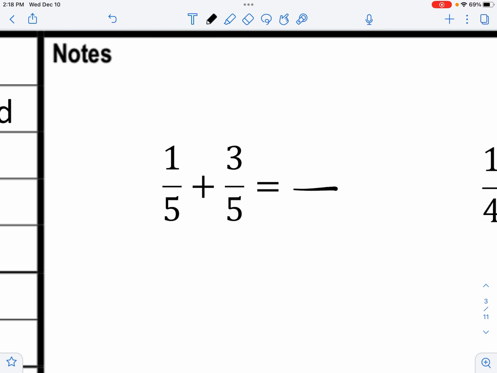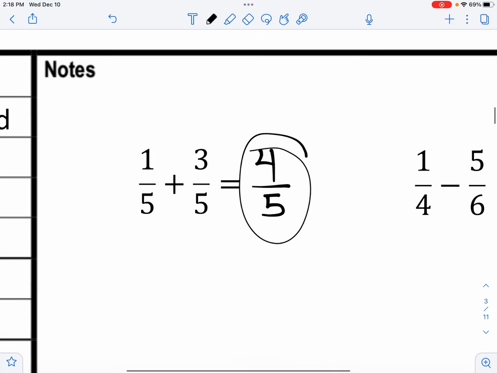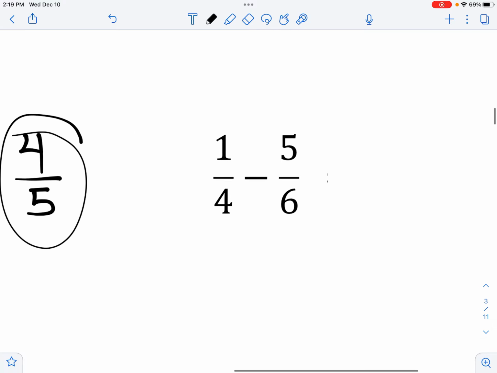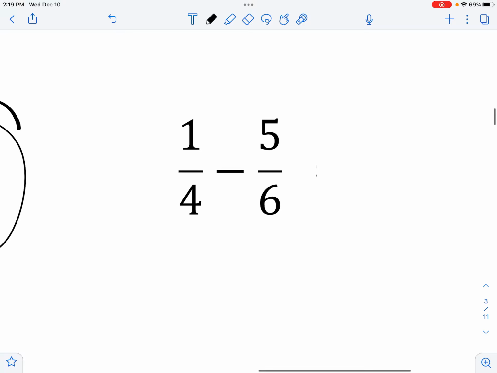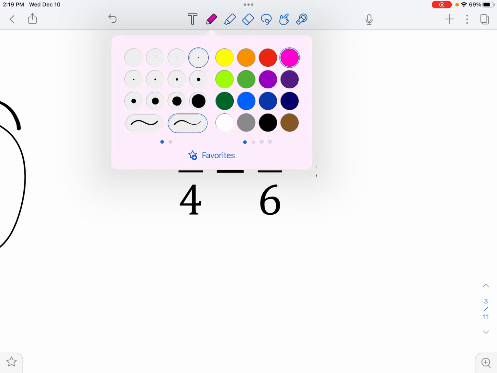This first problem already has one. So when we add and subtract, once you find a common denominator, the denominator stays the same and you add the numerators. So this would be 4/5, and then you should try to reduce. 4/5 is already reduced, and you're done. But it's a little bit trickier if you don't already have that.